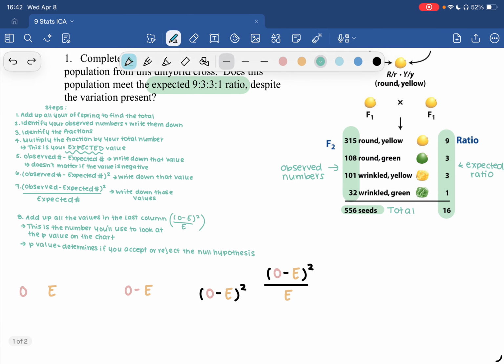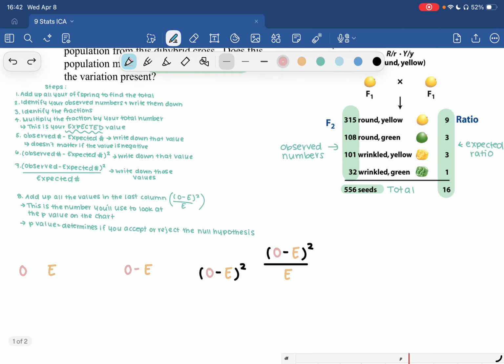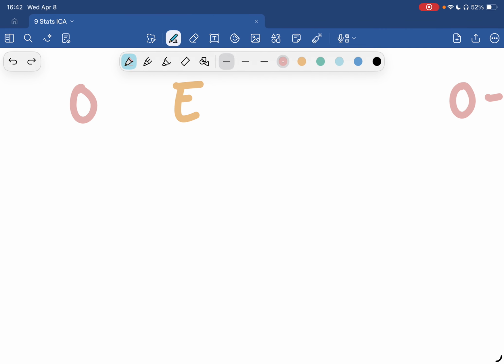Okay, so now that we have that, we're going to move on to filling out some of our chart. So first thing you're going to do is write in the O column, or the observed column. Again, the observed numbers are your 315, 108, 101, and 32. So write those values down here.